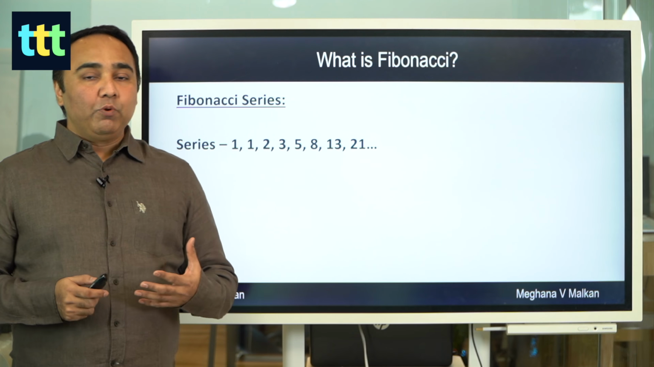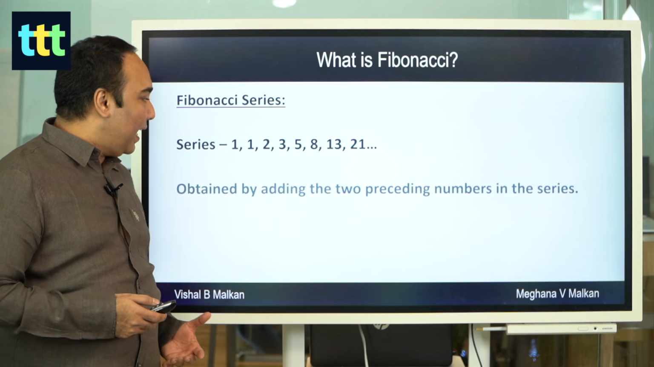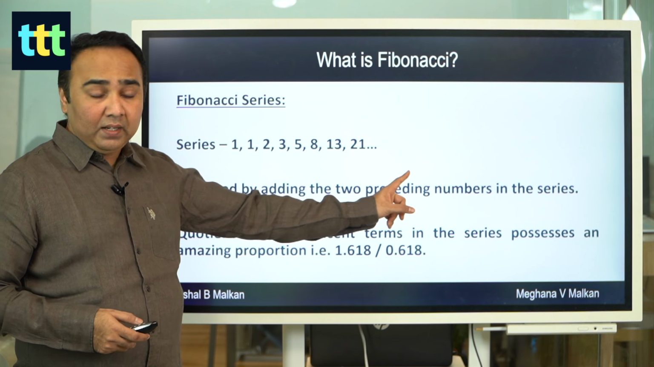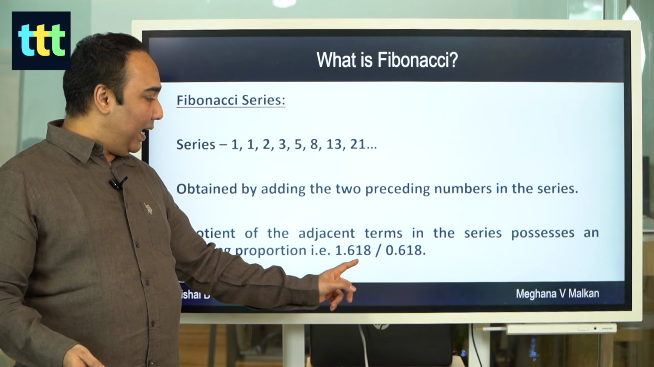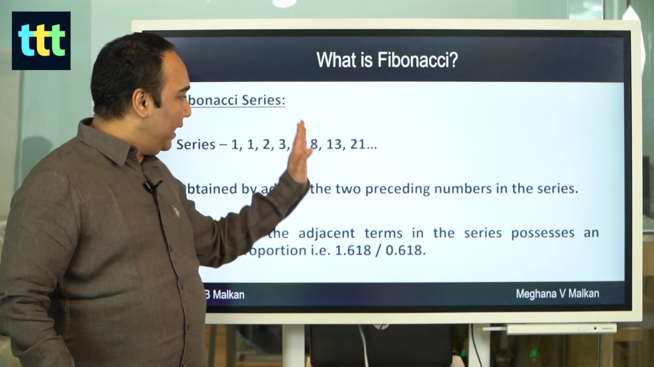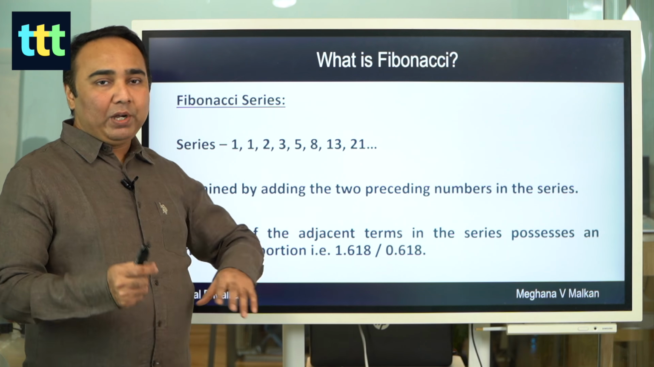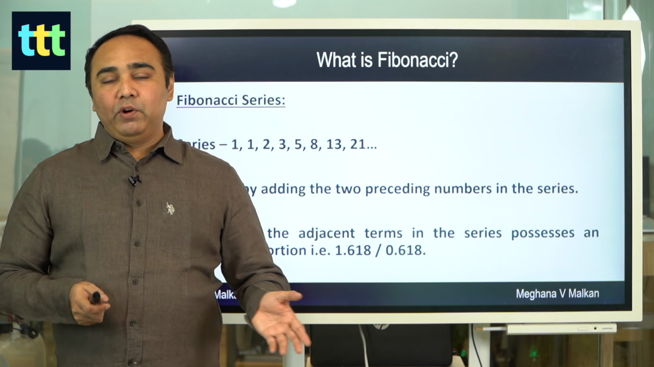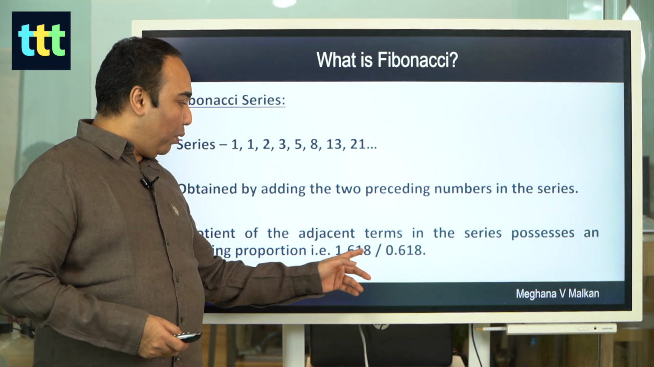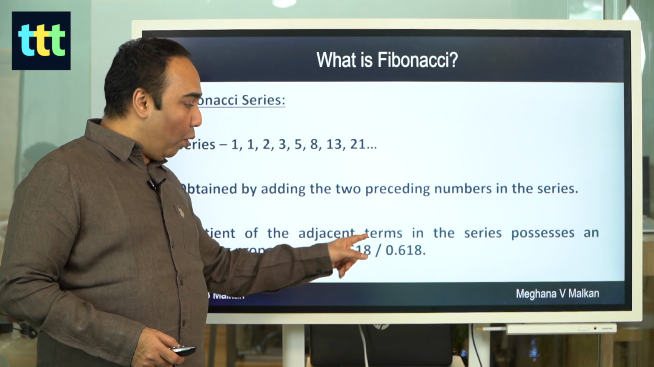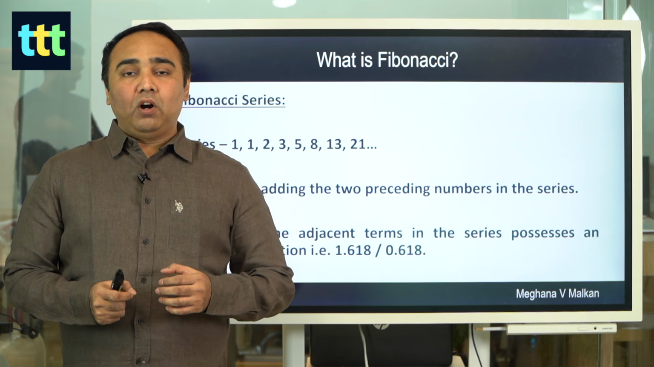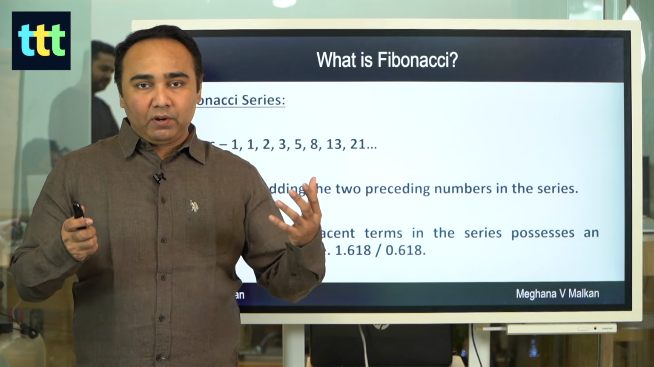Now, what is so unique about this series is that, obtained from two preceding numbers, the ratio between two numbers is either 1.618 or 0.618. It means after 5, for any number, if you divide 13 by 8, you get 1.618. If you divide 8 by 13, then you get 0.618. And this is called the golden ratio. 61% is called the golden ratio of the universe, the law of the universe actually.